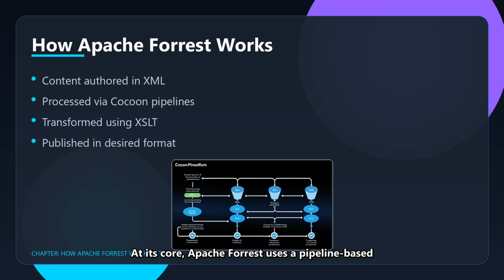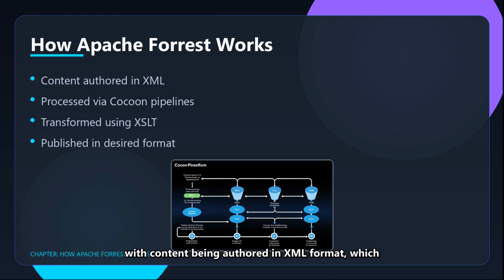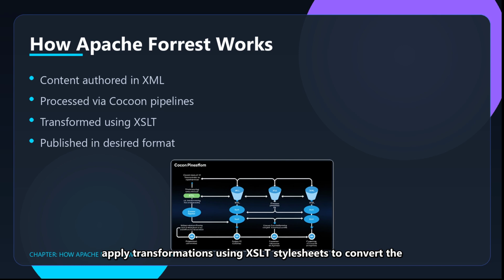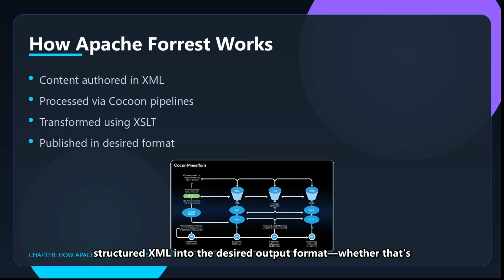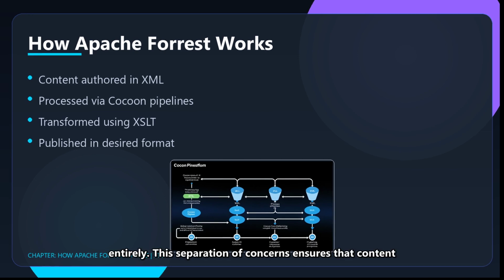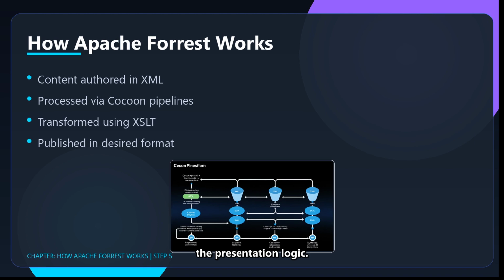At its core, Apache Forrest uses a pipeline-based architecture powered by Apache Cocoon. The process starts with content being authored in XML format, which is then fed into Cocoon pipelines. These pipelines apply transformations using XSLT stylesheets to convert the structured XML into the desired output format, whether that's a website, a PDF document, or something else entirely. This separation of concerns ensures that content creators can focus on writing, while developers handle the presentation logic.